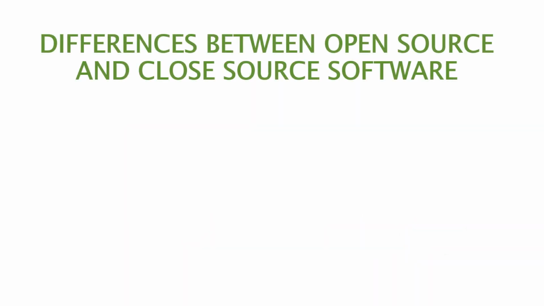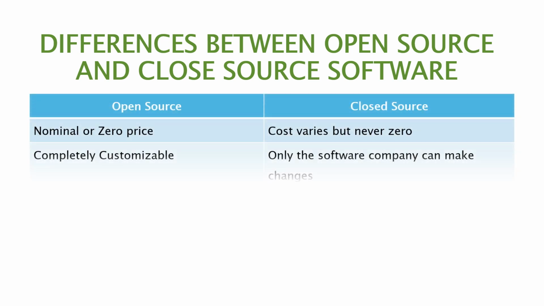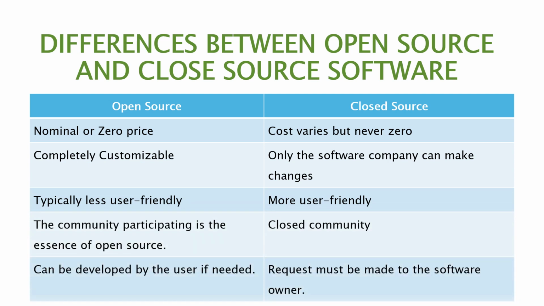Now we will discuss the differences between open source and closed source software. The following table presents the differences. Open source software is available for a nominal fee or zero licensing and usage charges, whereas for closed source software, the cost varies based upon the scale of the software. Open source software is completely customizable, but it depends on the open source license. It requires in-house expertise. For closed source software, change requests must be made to the company selling the software. This includes bug fixes, features, and enhancements.